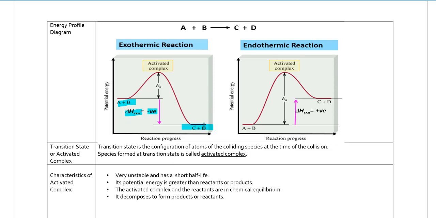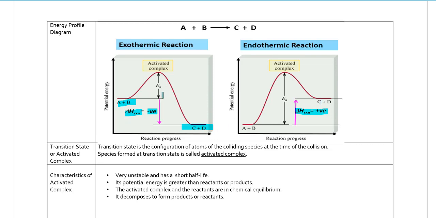So for example, here 5, here 8. So 5 minus 8 gives negative 3. So your delta H is negative. Delta H is always product minus reactant, enthalpy of product minus enthalpy of reactant. For endothermic, delta H is always positive, so the enthalpy of the product is higher than the reactant. For example, 8 minus 5 means positive 3.